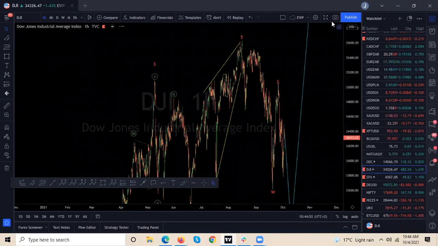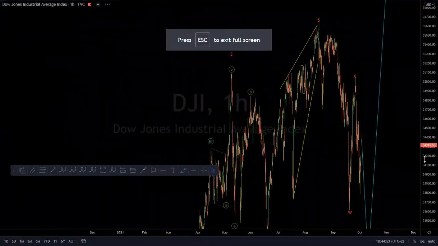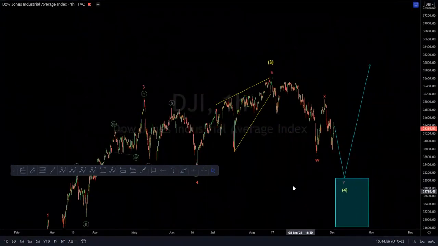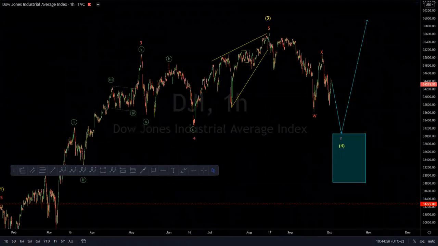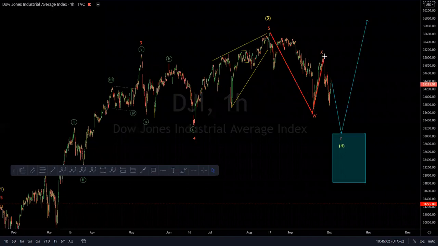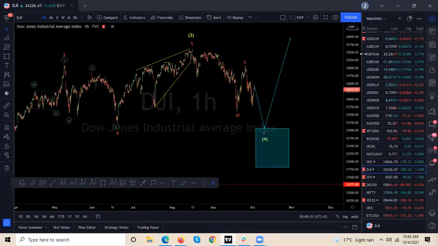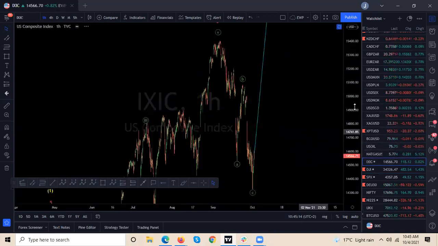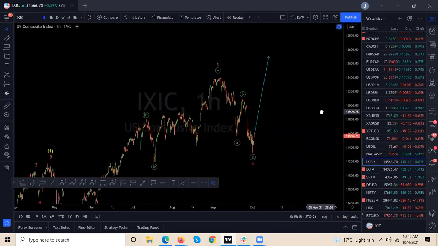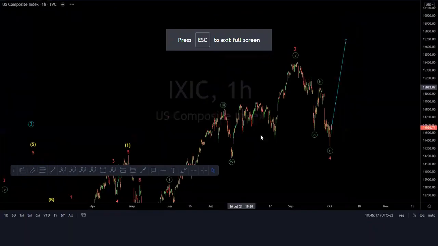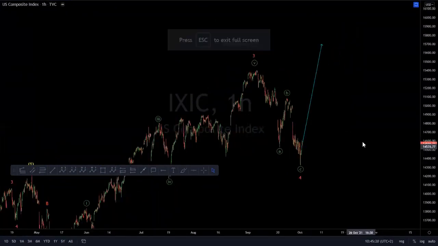The indices, guys, I'm still expecting this move to the downside here. So I'm going to be looking at this one close here. I'm looking at this here to be a WXY structure inside the blue box. Then we're going to be looking for that move to the upside. So expect a little bit of a move to the downside on the indices before they make a move to the upside. But interestingly, NASDAQ looks ready for a move to the upside here. Yes, we missed a blue box on NASDAQ here, but this looks ready for a move to the upside.